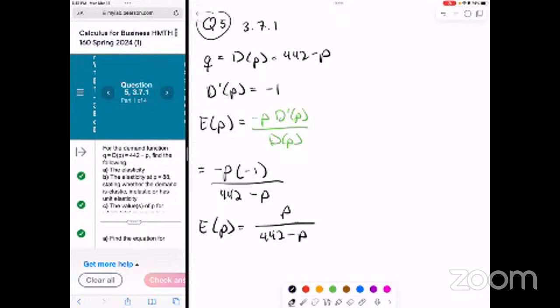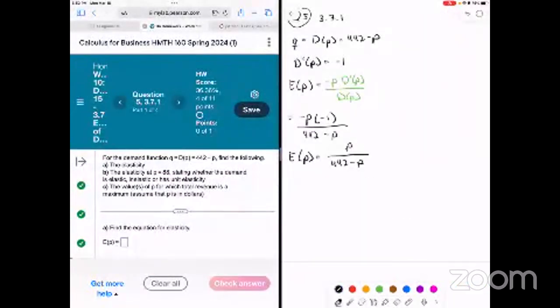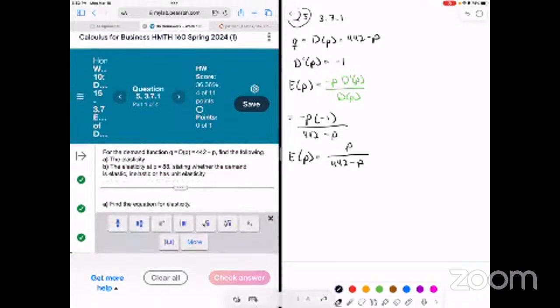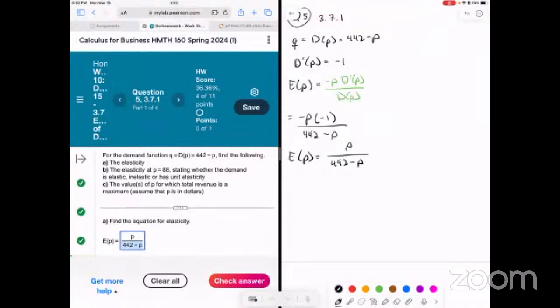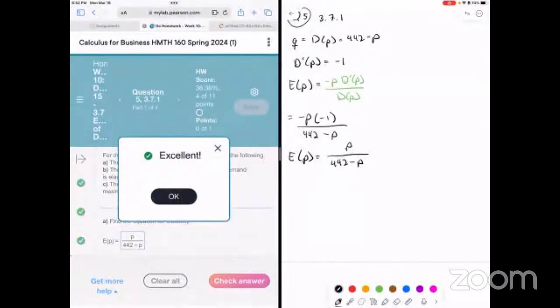Let's go about it in the middle, actually. So find the equation for the elasticity. So we got P over 442 minus P. Sorry, I think my device is tired. It has a full charge, but for whatever reason, it's just not being responsive. Okay. We got time for a couple more. Let me see. So then P over 442 minus P. Find the elasticity when P is 88.